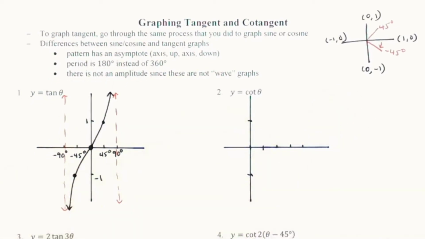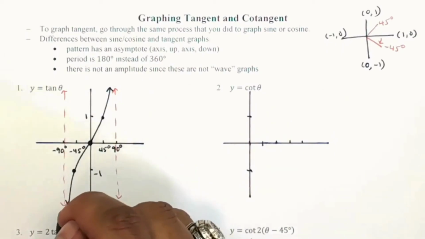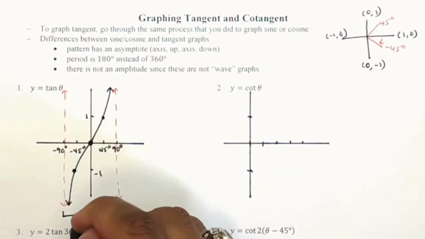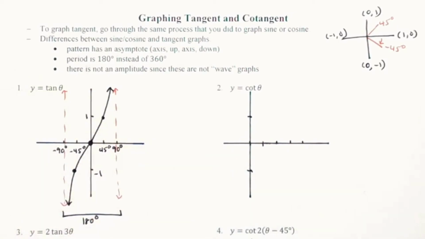Now notice something about this parent function. It looks like the cubic function, and we start and end with asymptotes. However, one period length went from negative 90 to 90. So one period length, one cycle of the tangent graph, is only 180 degrees. So that changes the regular period length that we used to have for sine and cosine.